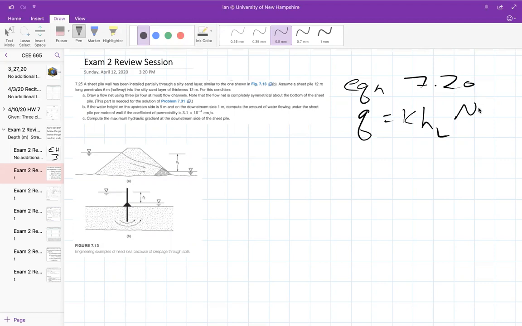I think it's NF over ND, and if I'm wrong, someone just correct me. Bear with me as I try to redraw this. Actually, I'll just use this diagram down here. So we want to draw a flow net, and it tells us how many channels we're supposed to have. To do that, I'm going to start here.